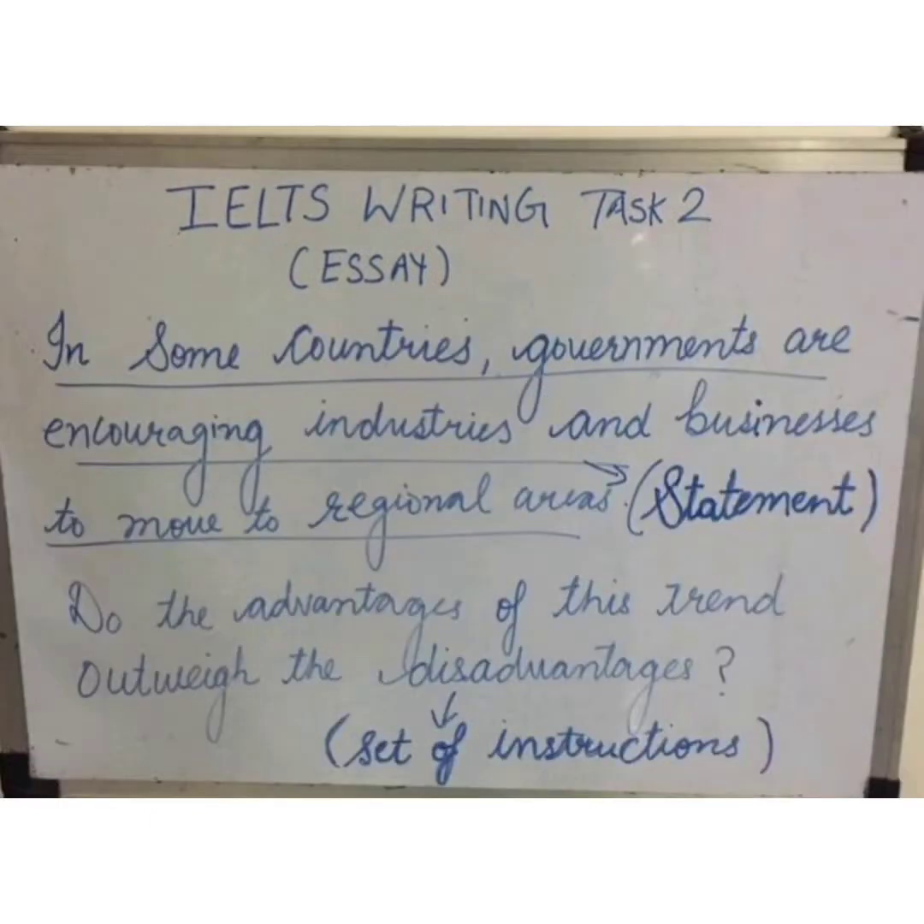Let's take the same example. In some countries, governments are encouraging industries and businesses to move to regional areas. So here the keywords are industries and businesses. So what I can do, I can make a general line on the basis of these 2 keywords. So what will be my general line if I have to make? I can write, irrefutably, factories and other commercial establishments have been a major cause of pollution and other issues. So that will be taken up as a general line.